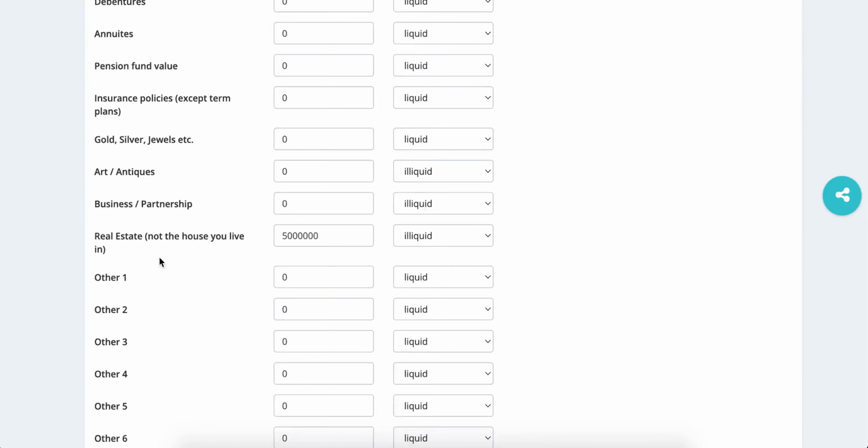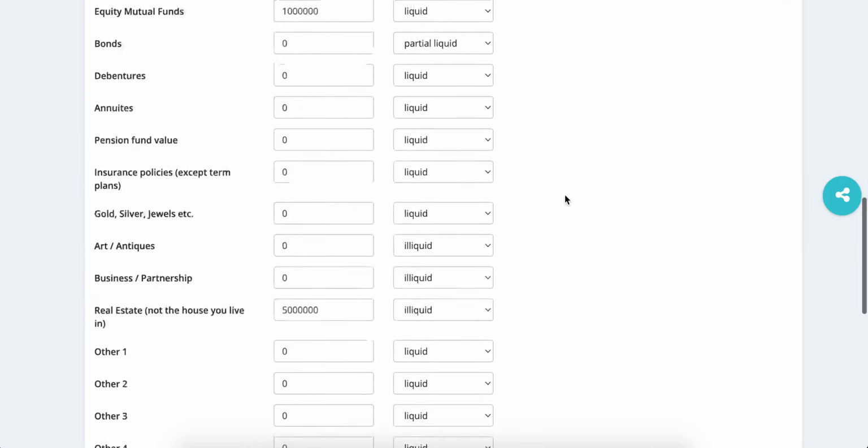For real estate, we recommend that the house that you actually live in is not considered to be part of the net worth, because the house you live in is treated as a consumable and not an asset. So we recommend not including that in the net worth calculation, but any real estate that you hold for investment purpose can be used in the calculation.